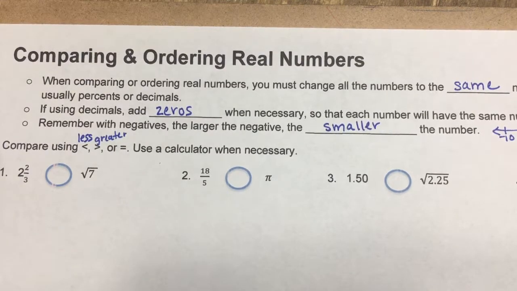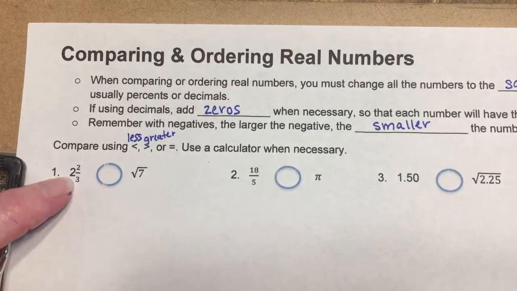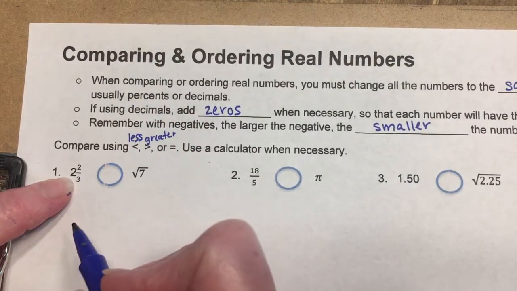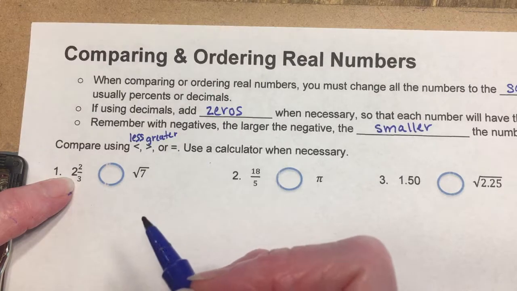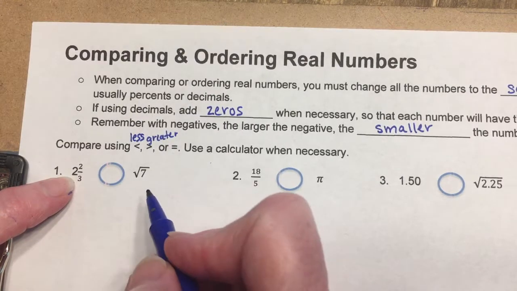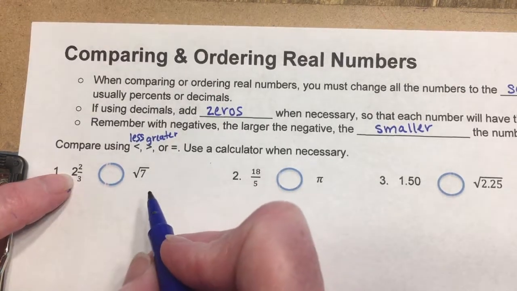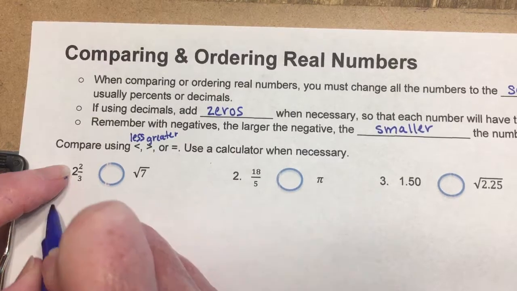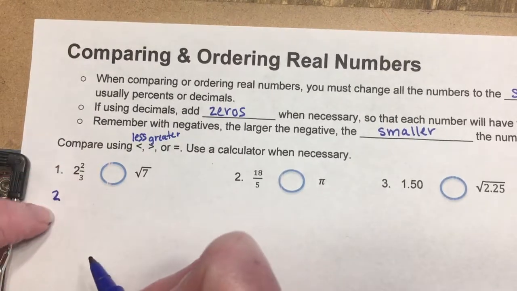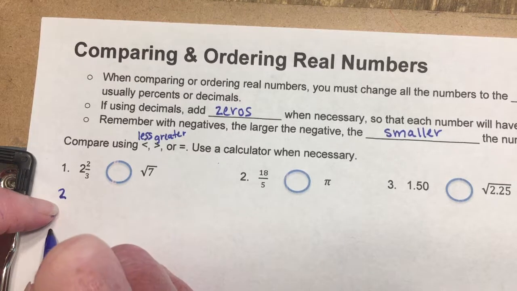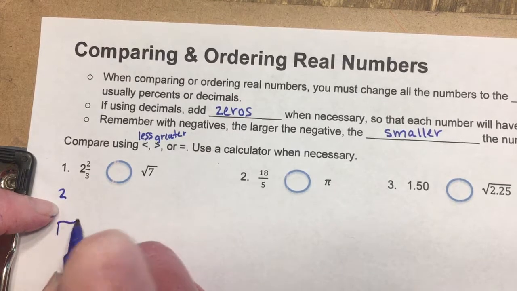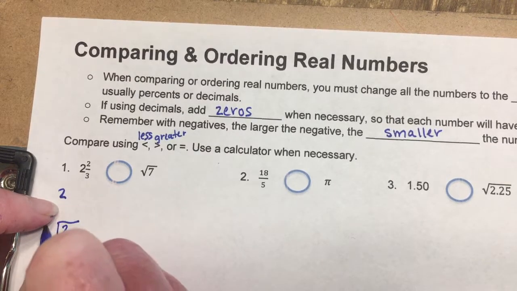So I have 2 2/3. This is a fraction. I need to change to a decimal or percent if that's what I'm going to do, because I'm comparing it. Well, let's just start comparing and then we'll decide what we want to change it to. I'm just going to ignore the whole number for a second and change the fraction. So top in, bottom out. In order to do that, top goes in, bottom goes out.